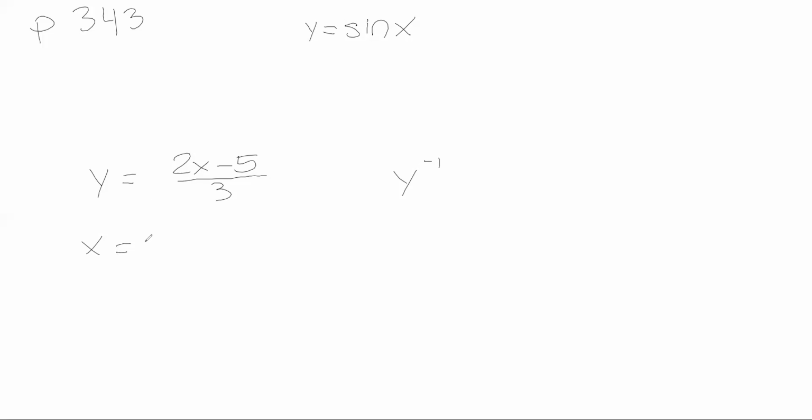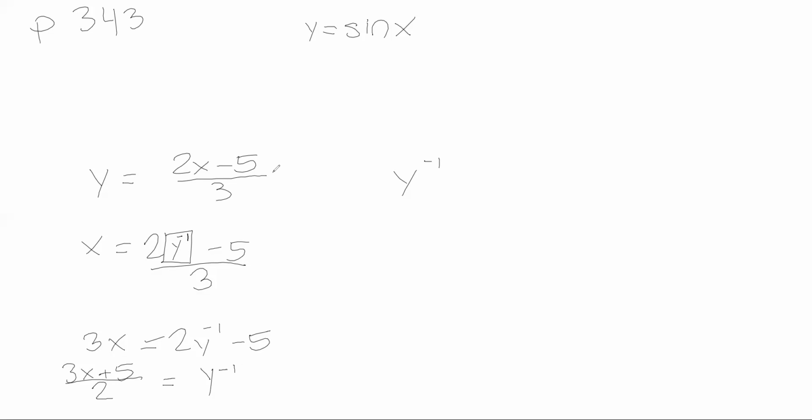So we have x and then 2, and then it's no longer going to be an x there. I like to put y inverse because that's the quantity we're trying to solve for. And then from there, we just solve for y inverse. So we want to start by multiplying by 3. And then we add 5 to both sides, and then we divide by 2. So that's just the basics of how we find an inverse function.